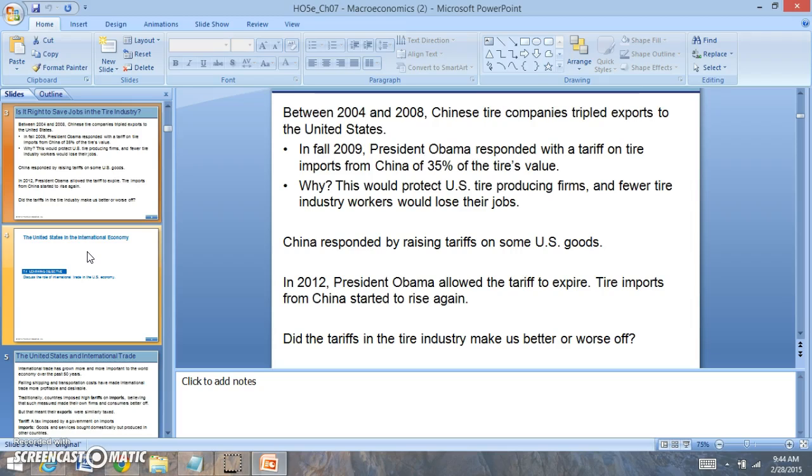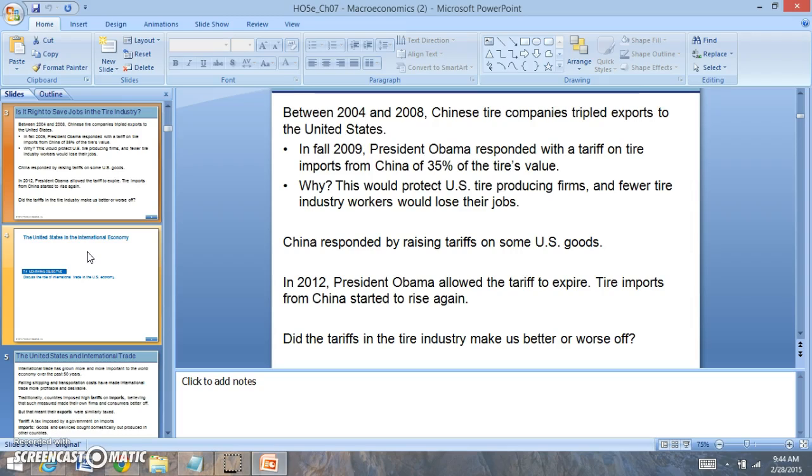the role of trading. If you look at this example here, between 2004 and 2008, Chinese tire companies tripled exports to the U.S. But given that there was a tripling of the exports, you'll notice that President Obama raised the tariffs by 35%. So what happened is the domestic producers were not producing enough tires, which created a lot of challenges for a loss of jobs in our economy.